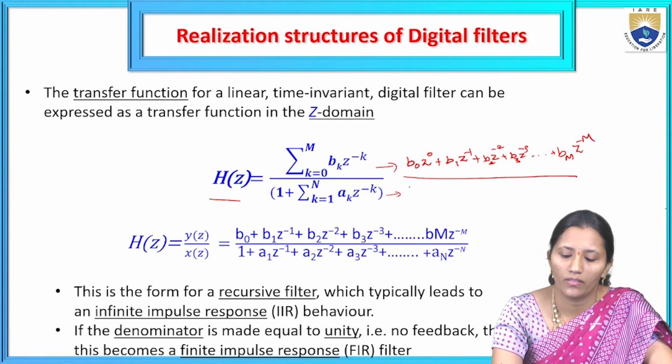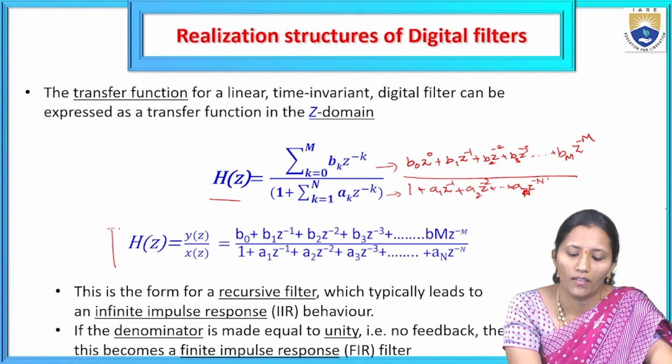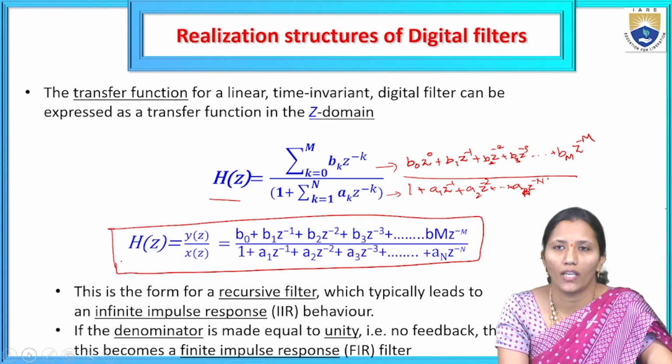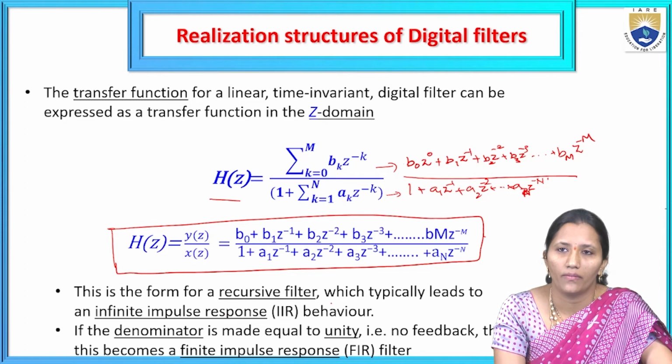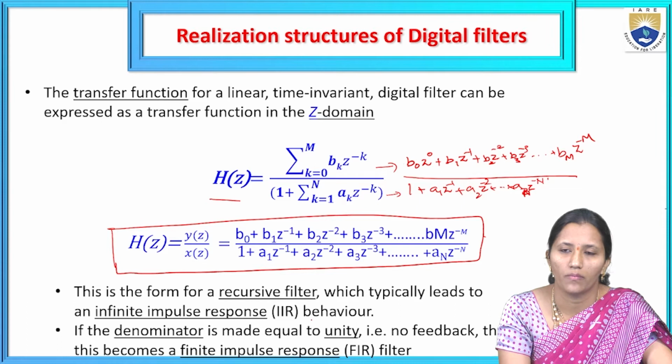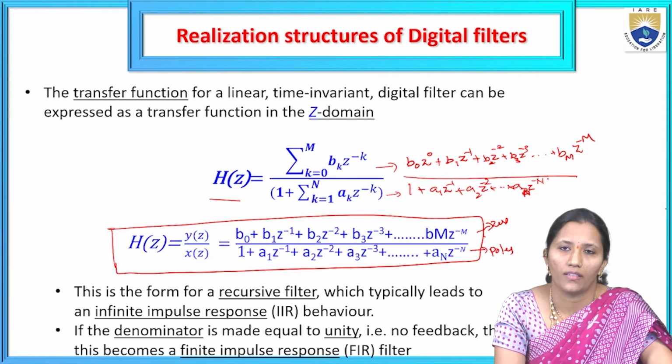In the denominator, we also expand the k values. By substituting k equals 1, we get a1 z power minus 1 plus a2 z power minus 2 plus a3 z power minus 3, plus up to the last limit N, so a_N z power minus N. So we are expanding the sigma values, substituting k values in the numerator and denominator, and we get this equation. This is the form for a recursive filter, which typically leads to an infinite impulse response behavior. Here we have the zeros system and the pole system. This is the realization form of a transfer function for the recursive filter, that is the IIR filter.